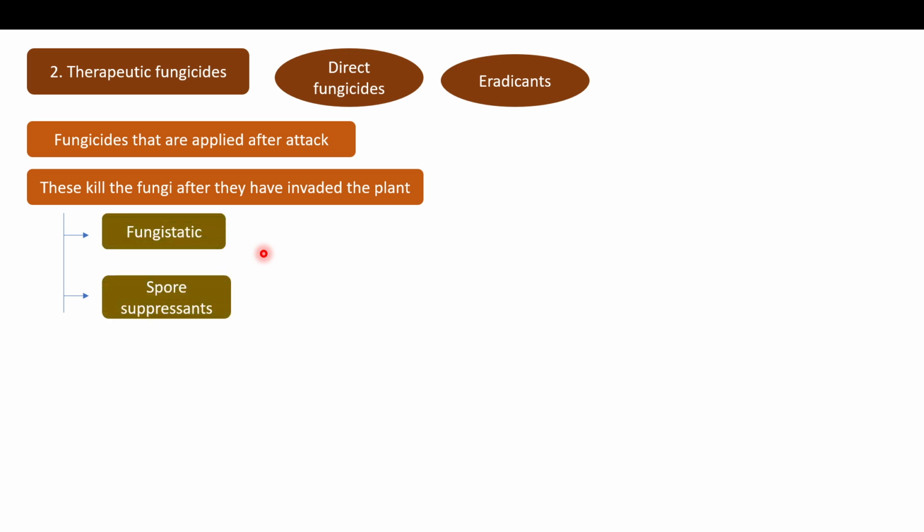Now these therapeutic fungicides can be of two types. One is fungistatic and the other is spore suppressant. Fungistatic, as the name suggests, makes the fungus static. It will make the fungus stop wherever it was. So fungistatic therapeutic fungicides prevent the growth of the pathogen. They do not allow the fungi to grow anymore. This is called fungistatic. And another is spore suppressants.